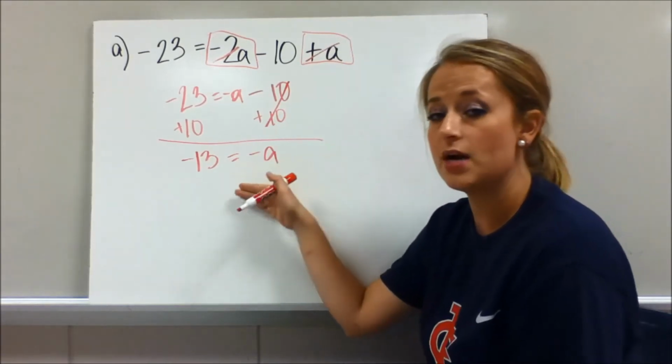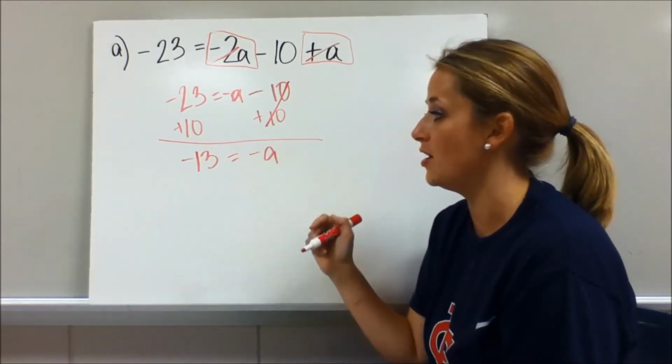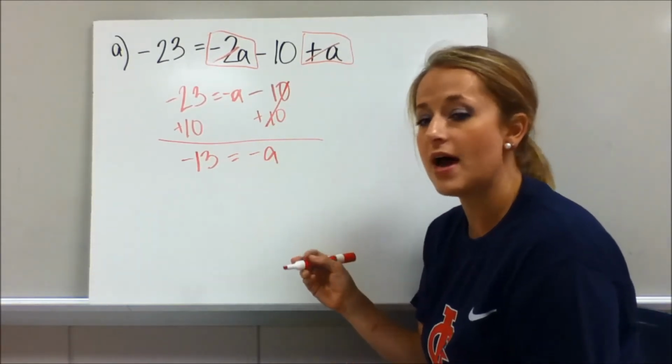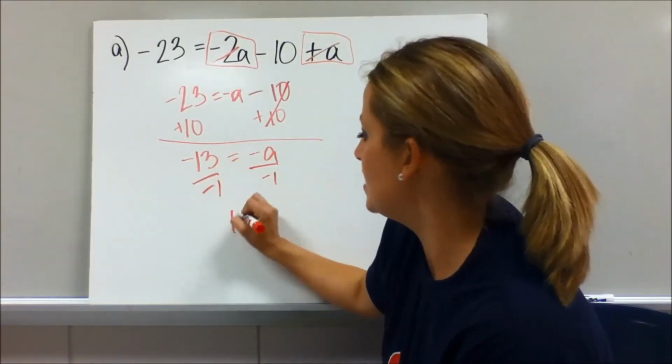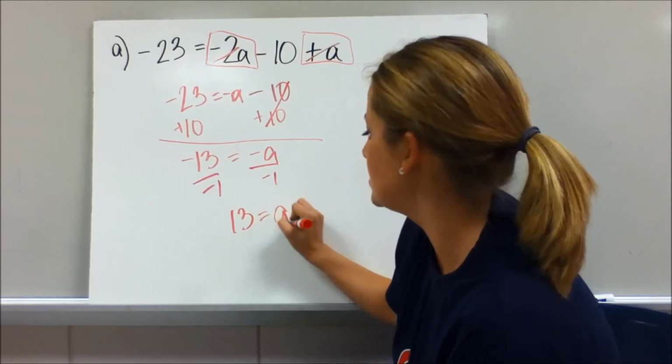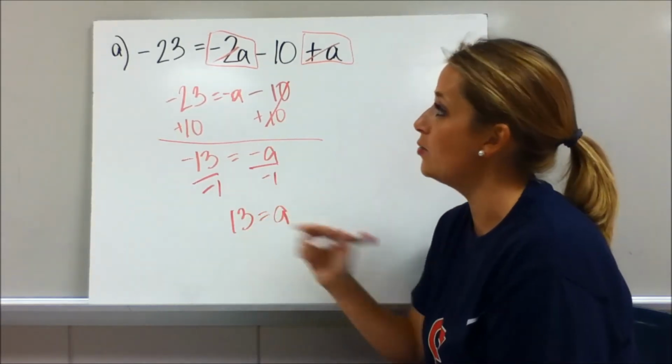Now I'm not done. The variable is not isolated because it's the negative variable. So what I'm doing is I'm dividing both sides by negative 1. And what that does is it essentially just changes the sign of each side. So a equals 13.